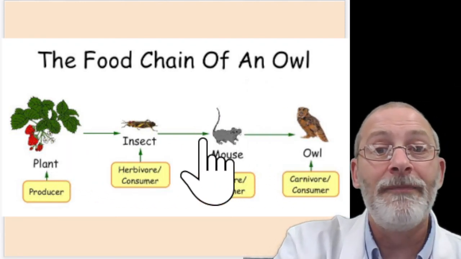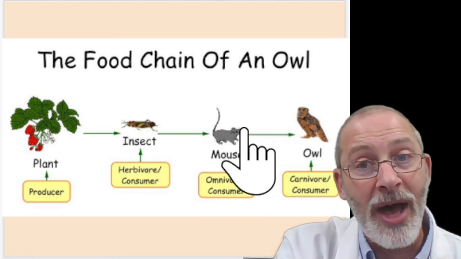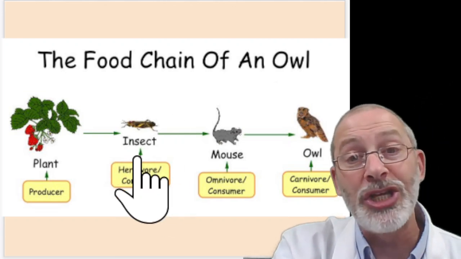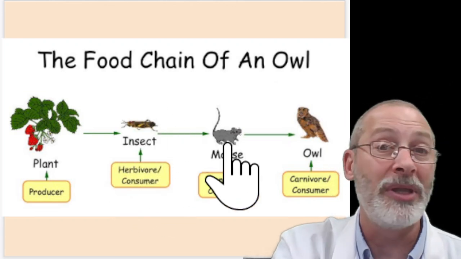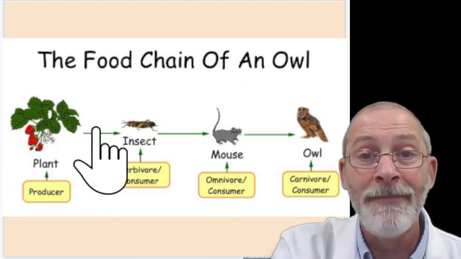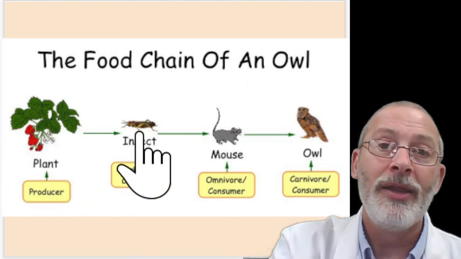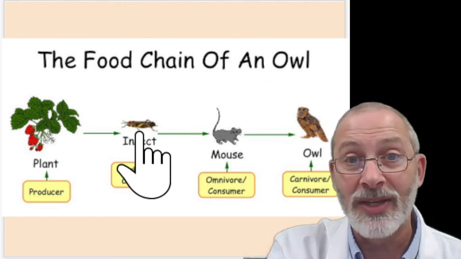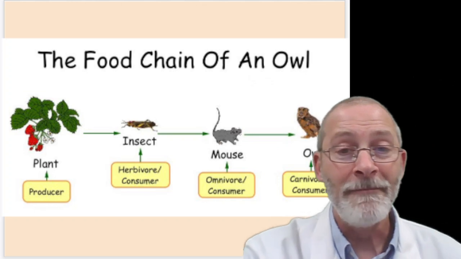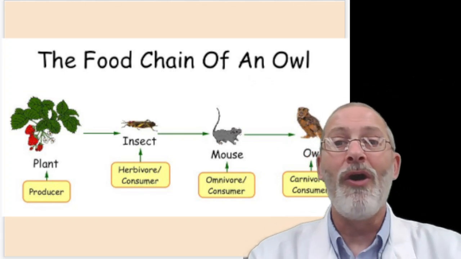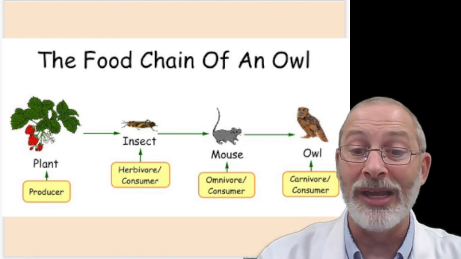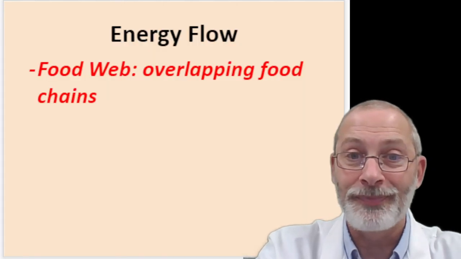It takes a larger population of mice to support one owl. It takes an even larger population of insects to support the population of one mouse. And it takes a huge population of plants in order to support the population of insects. And when everything is working fine, hey, it works out great. But in nature, there are always times when food chains get interrupted and funky things happen.